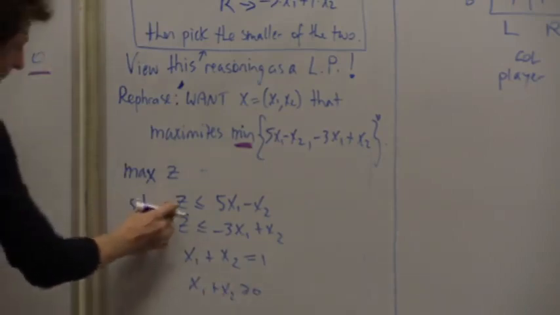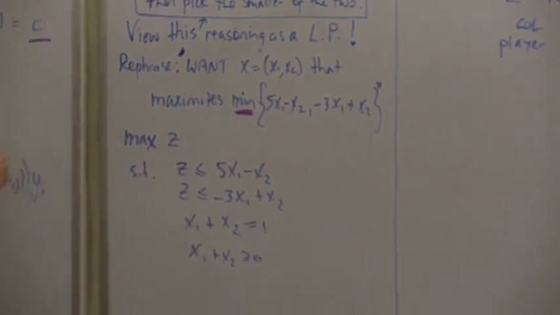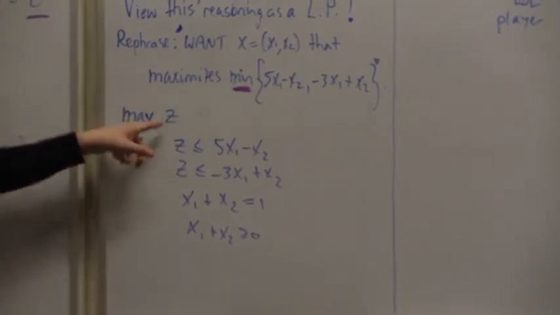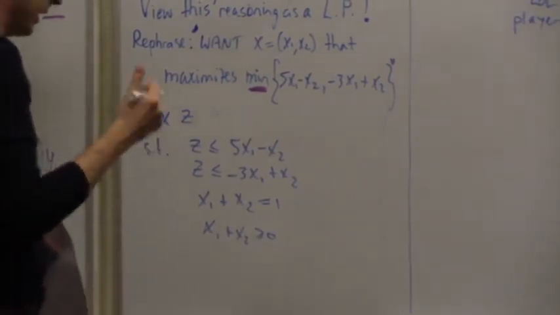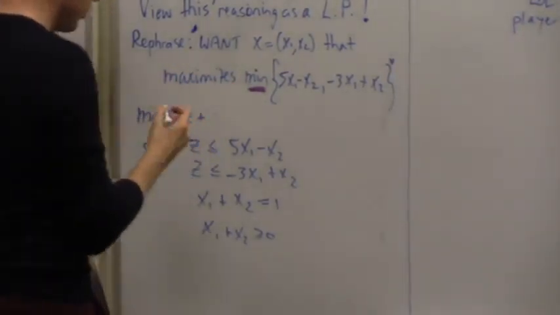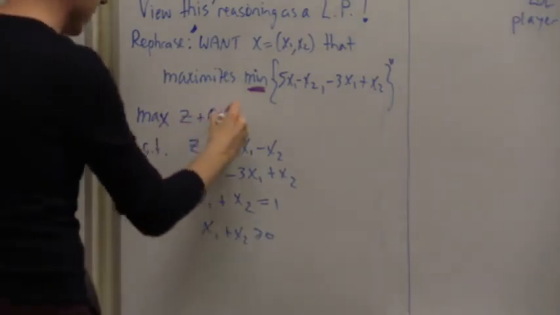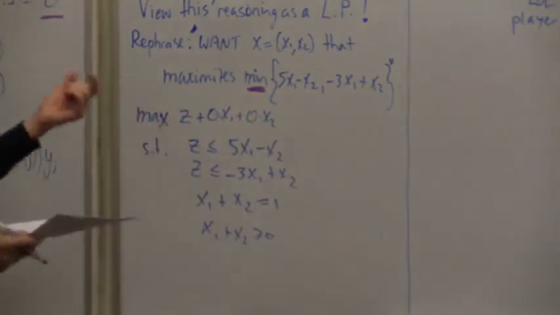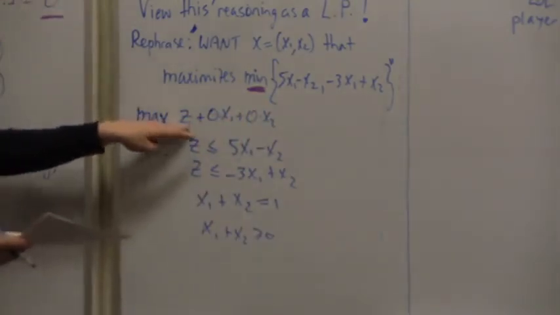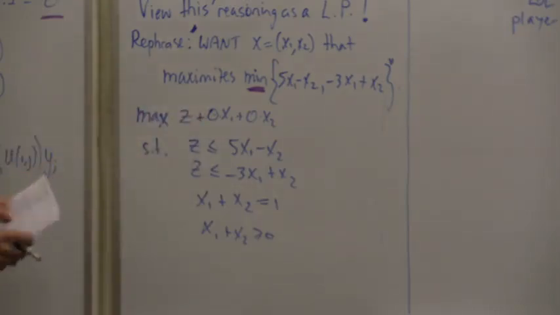But let's focus on this part here. So we're maximizing a particular objective function, z. By the way, the variables are z, x1, and x2. So the objective function, you really should think about it, is z plus 0 times x1 plus 0 times x2. It's just that x1 and x2 do not participate in the objective function that we're maximizing.